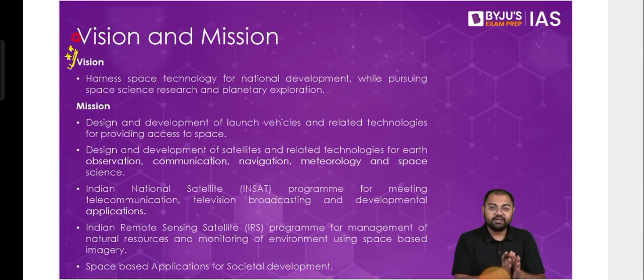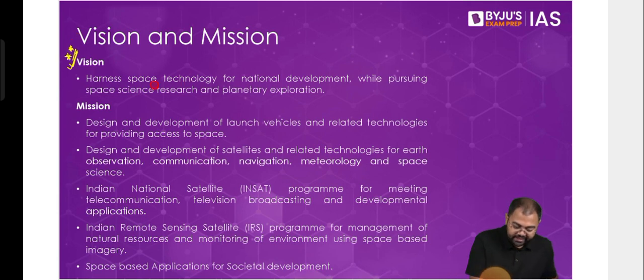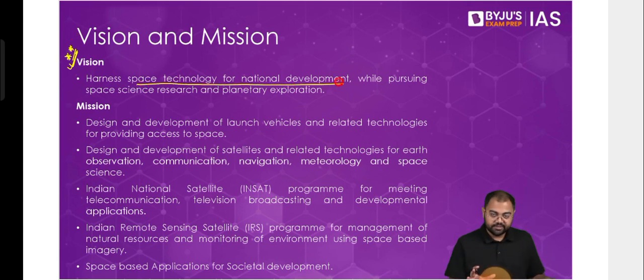Now, this one sentence sets the context beautifully. What exactly does ISRO do? Harness space technology for national development. This is the primary objective. And then, while pursuing space science research and planetary exploration, meaning that our primary goal will always be national development. Our primary goal will always be to help Indian society. But beyond that, we will be carrying out other experiments as well.